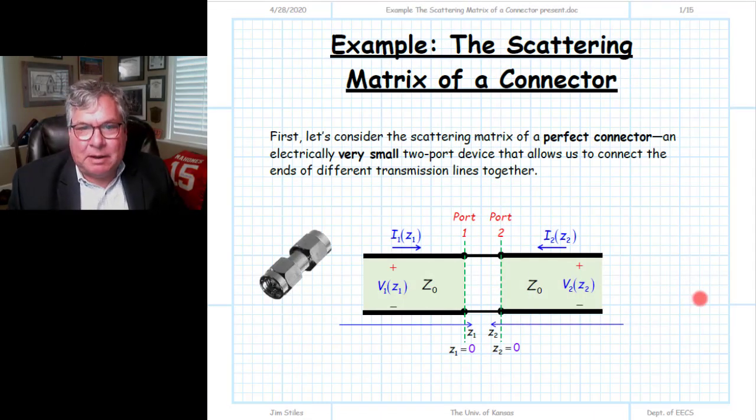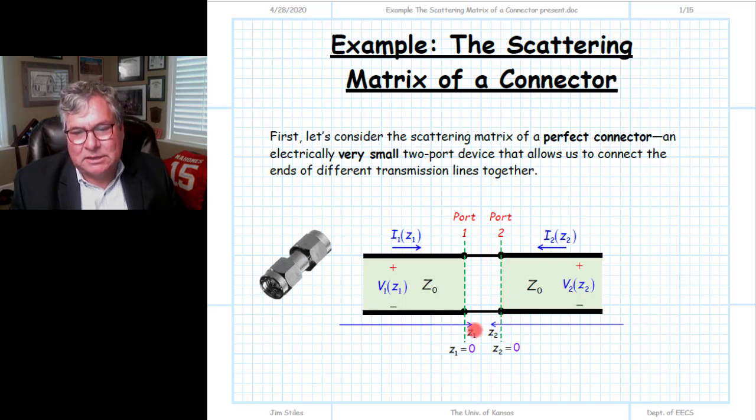Let's look at perhaps the simplest device we could possibly imagine, a two-port device, where we connect one port to the second with a very tiny short length of perfect wire. There's really nothing in here other than something that connects the top conductor of two transmission lines to the bottom conductor of two transmission lines. So why would we do this?